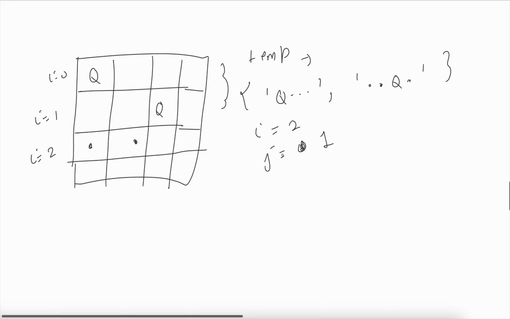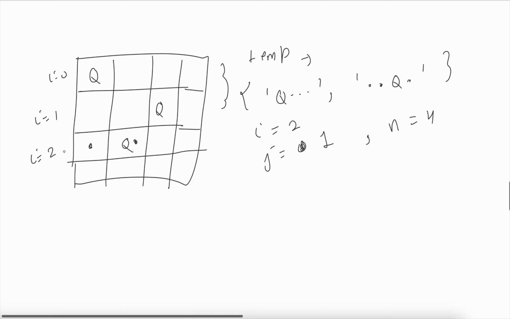And what is our n? n is 4. Now we have this condition. We want to call this place function and check whether we can place q here or not. So let's say if I want to place q here, do I need to check this row?